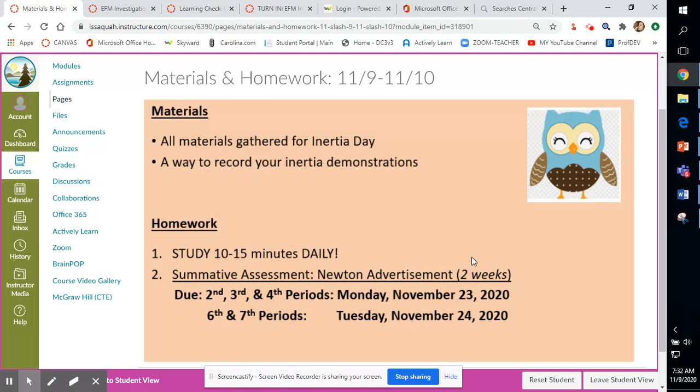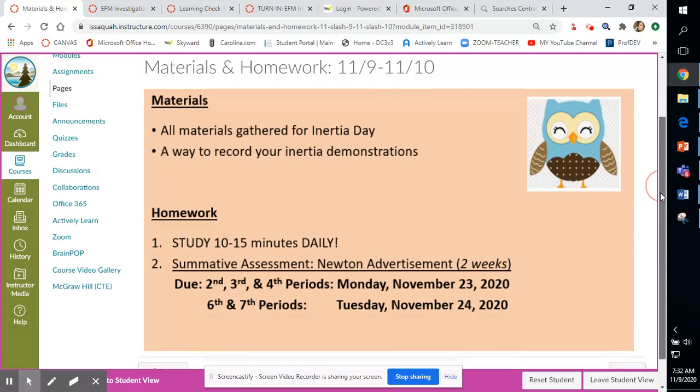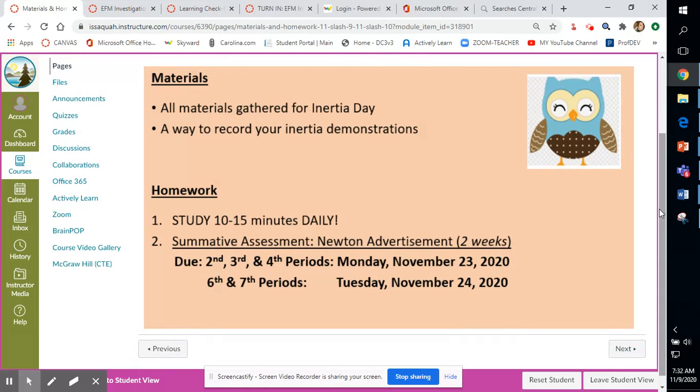Remember, for homework, you should be reviewing 10 to 15 minutes a day. Your summative assessment for the Newton advertisement is due in 2 weeks. If you are in second, third, or fourth period, it is due Monday, November 23rd. Today is the 9th, so 14 days from now. If you are in sixth and seventh period and it is Tuesday, November 10th, again, 14 days from today, 2 weeks.